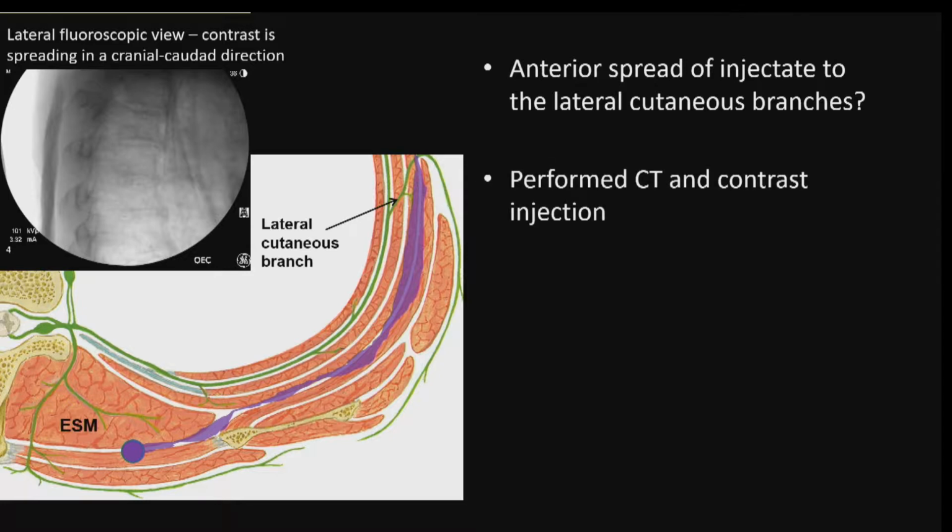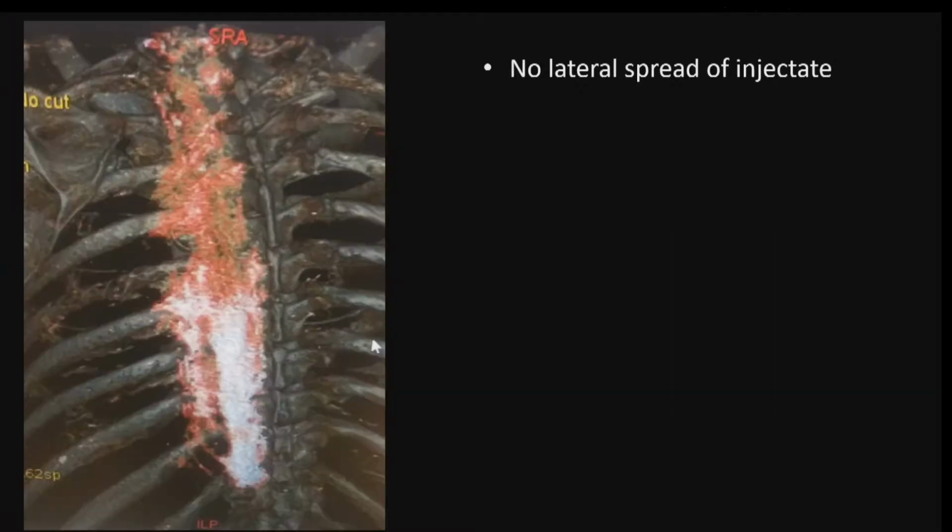We therefore decided to investigate this a little bit further by injecting some contrast at his next visit and performing a CT scan of the thorax to see where that injectate was going. What surprised us when we did this was that there was no evidence of lateral spread of injectate. As you can see here in this image, all of the injectate is confined to the paravertebral gutter.